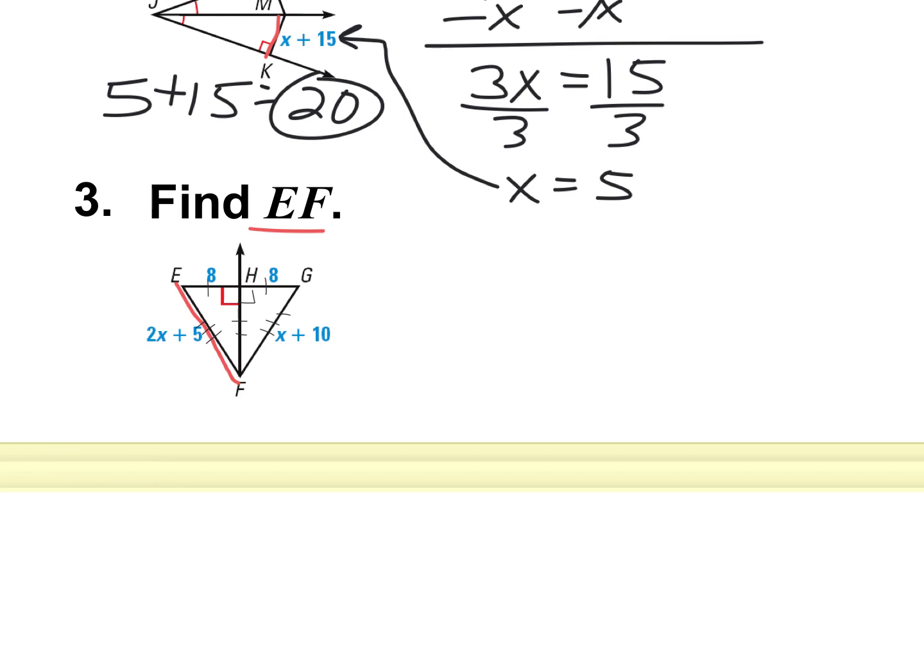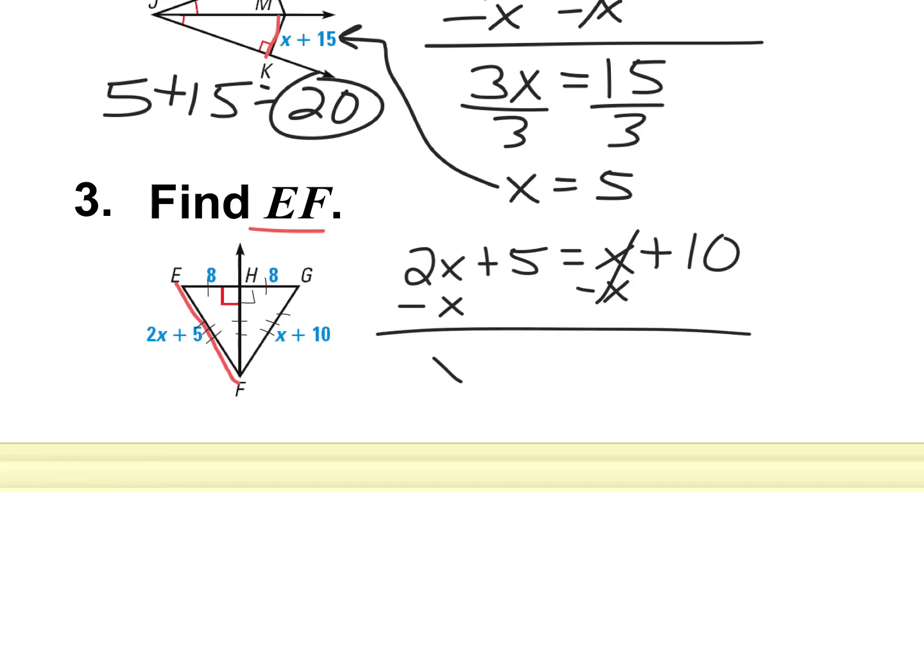How do we solve for x? How do we find x? Set them equal to each other. So we have 2x plus 5 equal to x plus 10. Can I do x plus 10 equals 2x plus 5? Yes, you can. So I'm going to subtract x over. So I have x plus 5 equals 10. What's my last step? Subtract 5 over. So I have x equals 5.